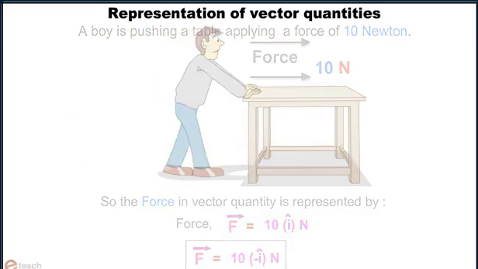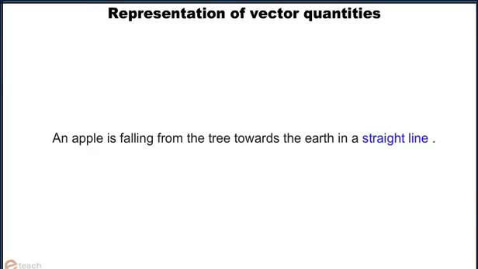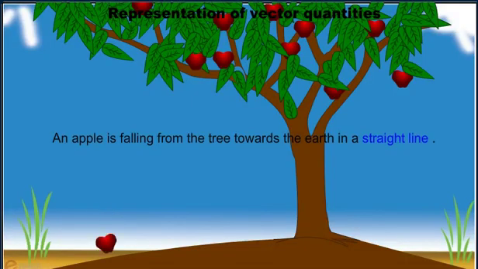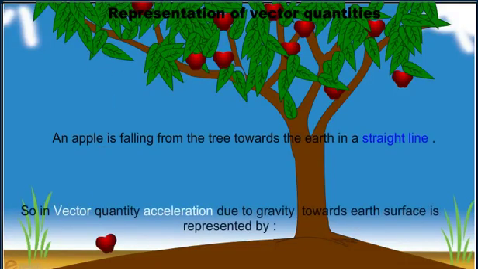An apple is falling from the tree towards the earth in a straight line. So, in vector notation, acceleration due to gravity towards the earth's surface is represented by acceleration equals 9.8 times minus j cap meter per second square.